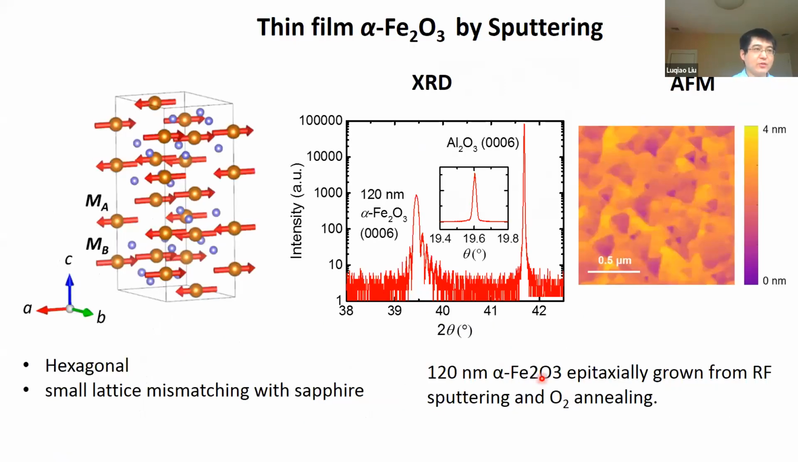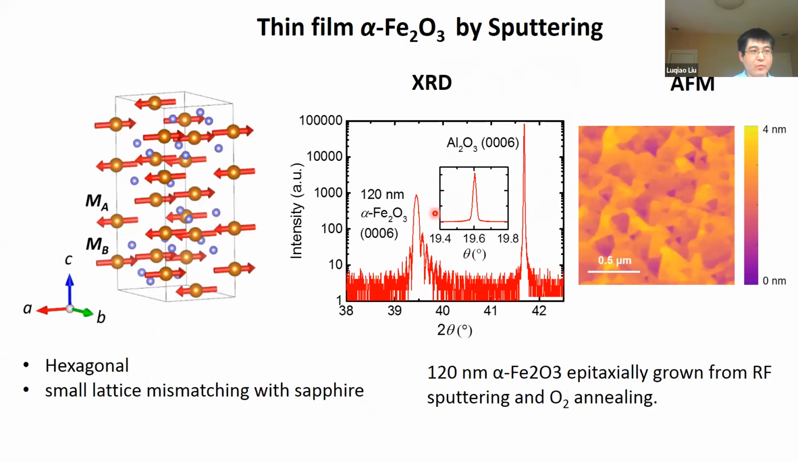Okay, so now we need to develop this material in our lab first. The way that we grow this film is by sputtering. First of all, we notice that this alpha iron oxide has very small lattice mismatch with sapphire, aluminum oxide. That means we can use aluminum oxide as a substrate for alpha iron oxide, both of which have a hexagonal crystal structure.